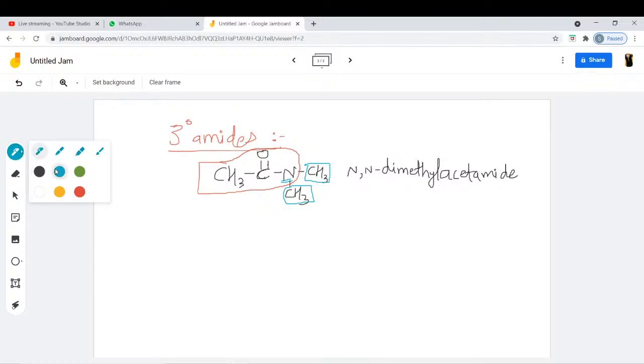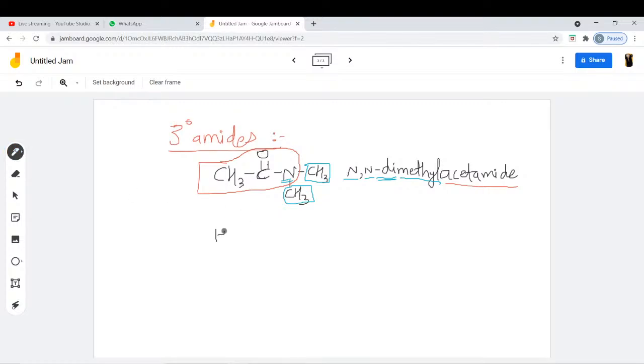Listen carefully once again. These two methyl groups are attached to the nitrogen. So one N for the first methyl, second N for the second methyl, and how many methyl? Dimethyl. And this part in red which I highlighted here is acetamide. That's why its name will be N,N-dimethyl acetamide. Easy. So this is the example of a tertiary amide.